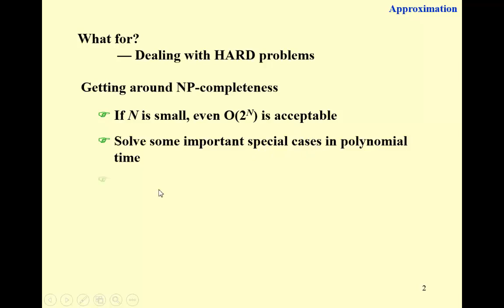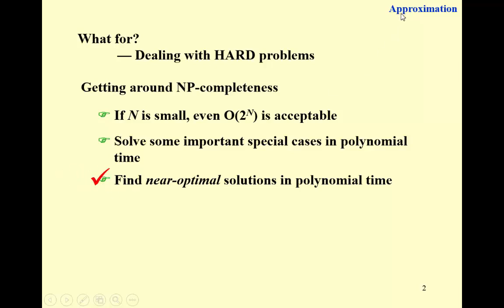And the third one is, if finding the real optimal solution takes too much time, let's find one that is sufficiently good. So to find near optimal solutions in polynomial time. And that is the main target of approximation.